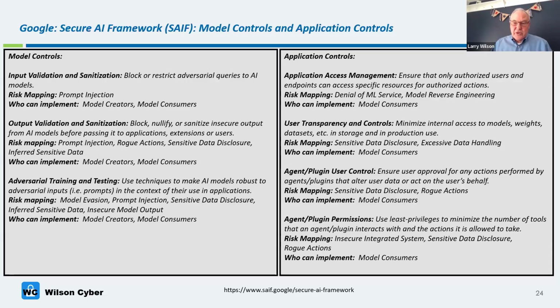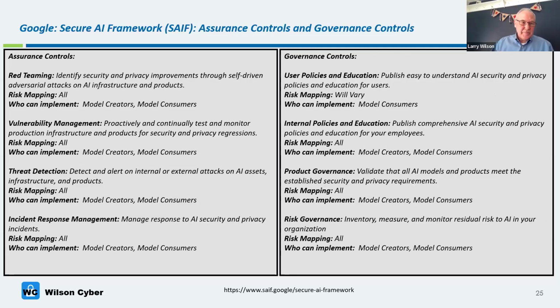Agent plugin user control: ensure approval for any actions performed by agents or plugins that alter user data. The risks are sensitive data disclosure and rogue actions, for model consumers. Agent plugin permissions: least privilege to minimize the number of tools. The risks are insecure integrated systems, sensitive data disclosure, and rogue actions. Model consumers implement those controls.